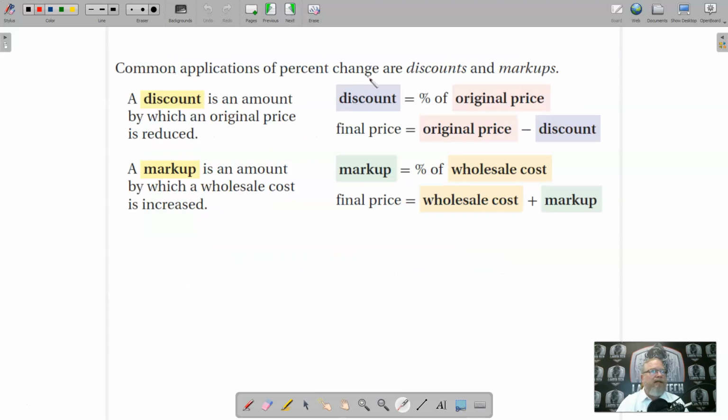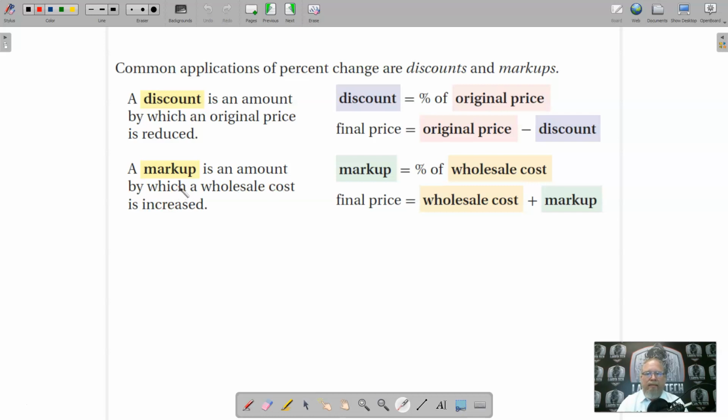Common applications of percent change are discounts and markups. A discount is an amount by which the original price is reduced. So discount is equal to a percent of the original price. The final price is going to be the original price minus that discount. Whereas a markup is an amount by which a wholesale cost is increased.